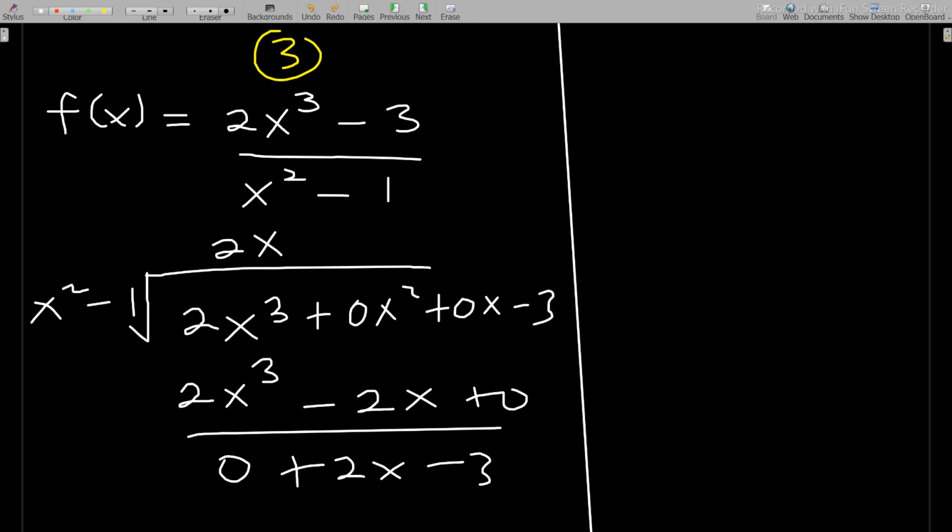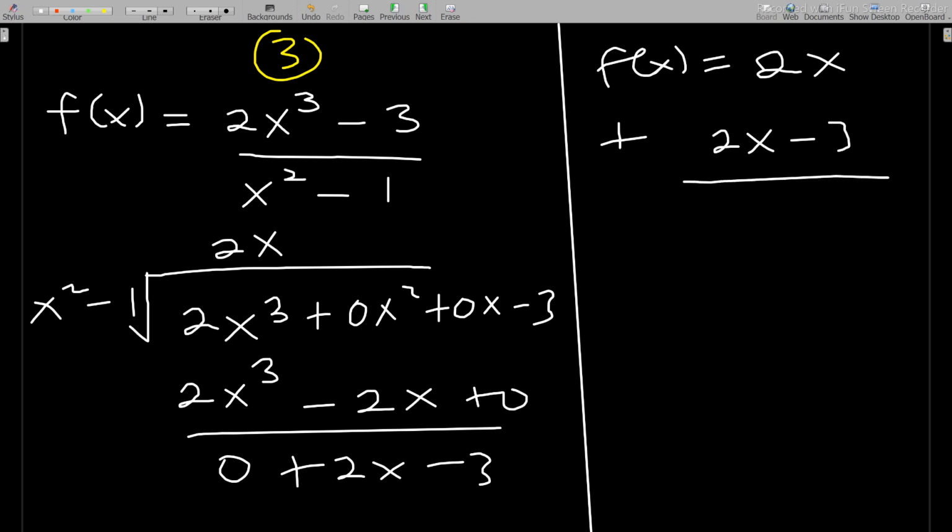So what we have to do is just write it like this. The quotient that we had, we don't want to talk about the remainder because we don't need a remainder. All that we need is the quotient. You can once again write f of x in terms of what we have done. So f of x is equal to the quotient 2x plus the remainder 2x minus 3 over our divisor, s squared minus 1.